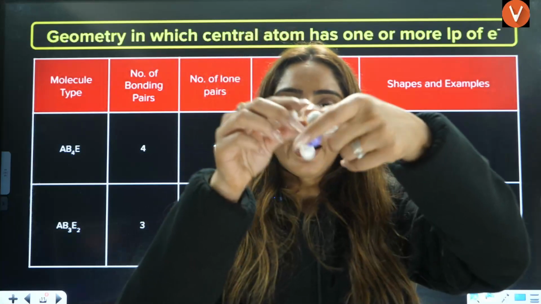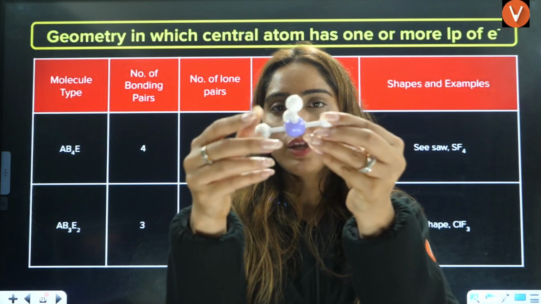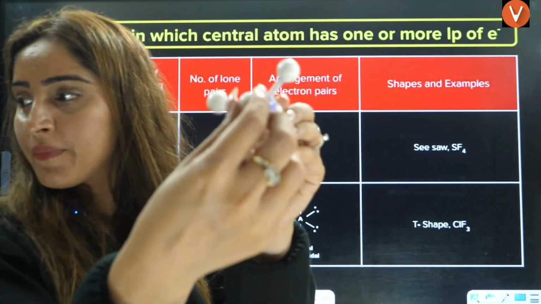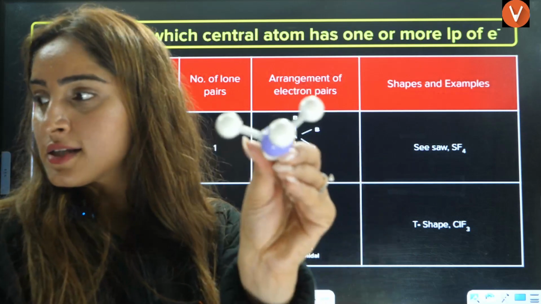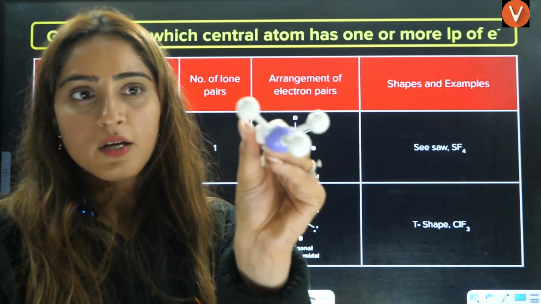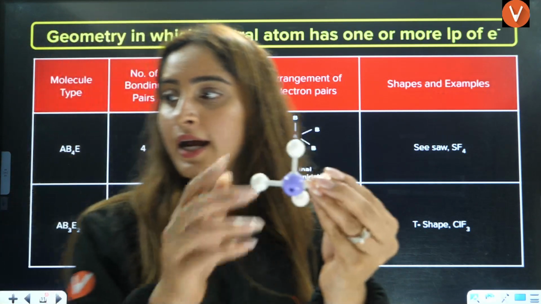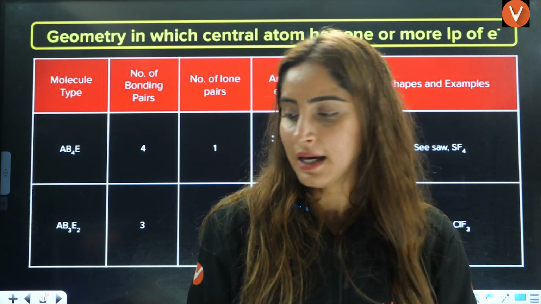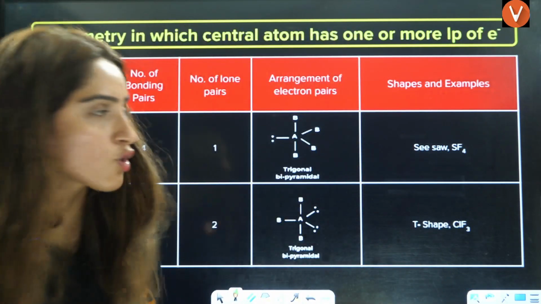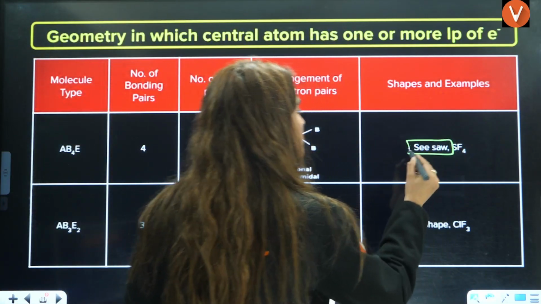Now, can you see it is a seesaw shape? Everyone, can you see that it is a seesaw shape? Just like the seesaw, right? So here the answer is seesaw.